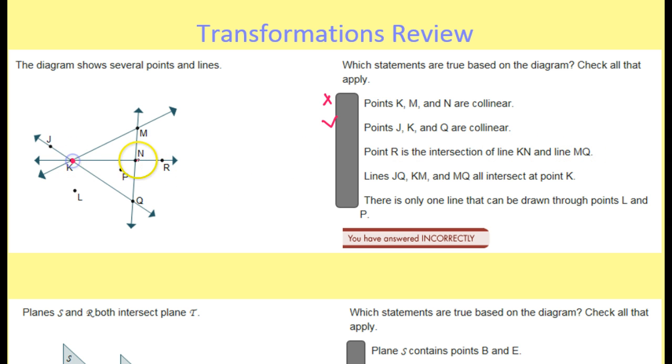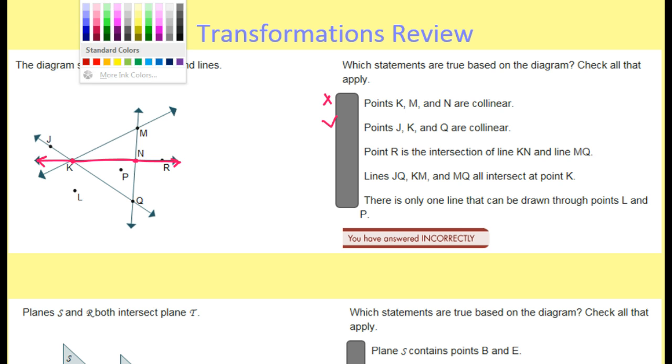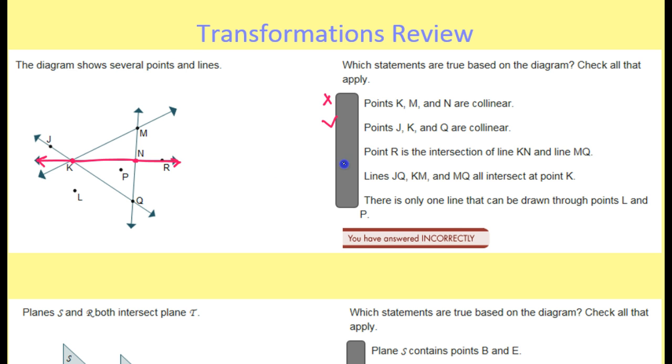Alright, so here's K and here's N. So that means this is line KN. Okay. Now MQ. So here's point M and here's point Q. So this is line MQ. Whoa, I missed. It's a little bit better. There's line MQ. Where do those 2 lines intersect? They intersect right here at point N. So, point R is the intersection? No. It's not the intersection. It's N.